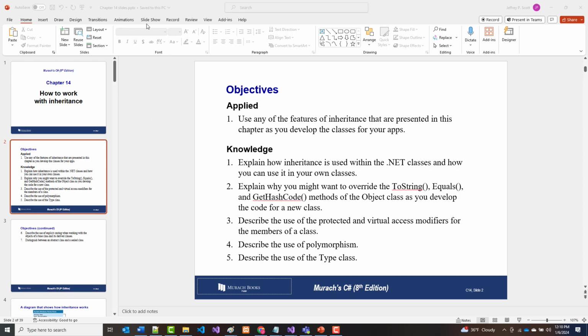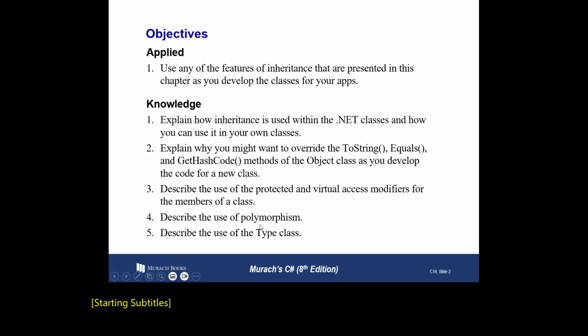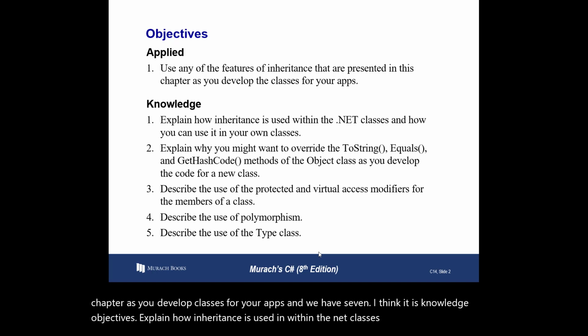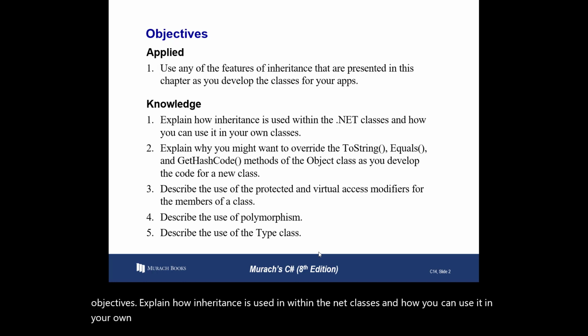All right, and in here we have one applied objective. Use any of the features of inheritance presented in this chapter as you develop classes for your apps. And we have seven, I think it is, knowledge objectives. Explain how inheritance is used within the .NET classes and how you can use it in your own classes. Explain why you might want to override the ToString, Equals, and GetHashCode methods of the object class as you develop code for a new class.